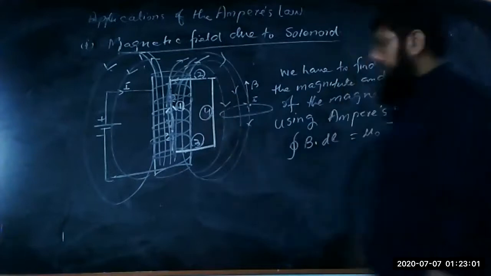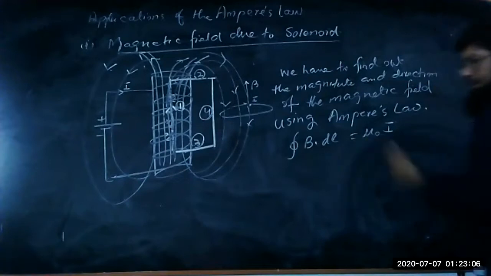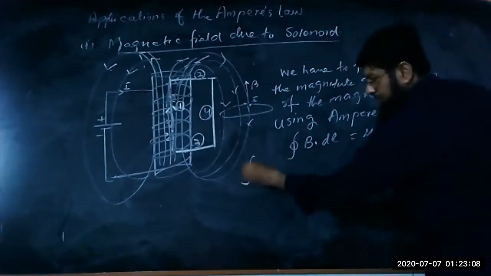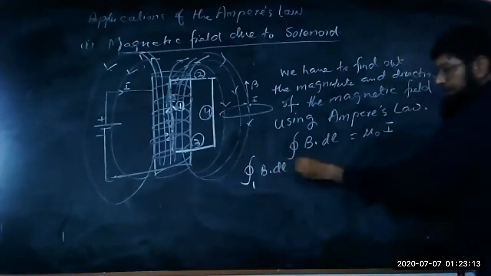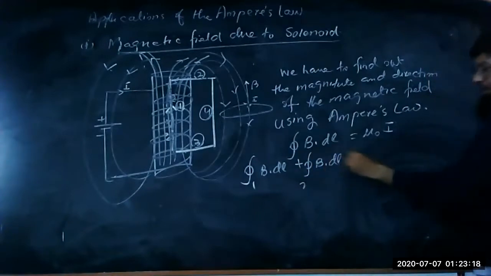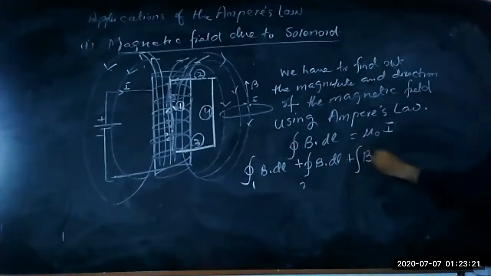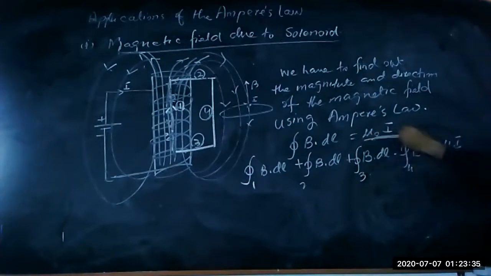So we have to look at this by using Ampere's law. So this Ampere's law is divided into 4 segments. One segment is the integral of B dot dl. The second integral is B dot dl. The third integral is B dot dl. The fourth integral is B dot dl. The sum is equal to mu naught I.